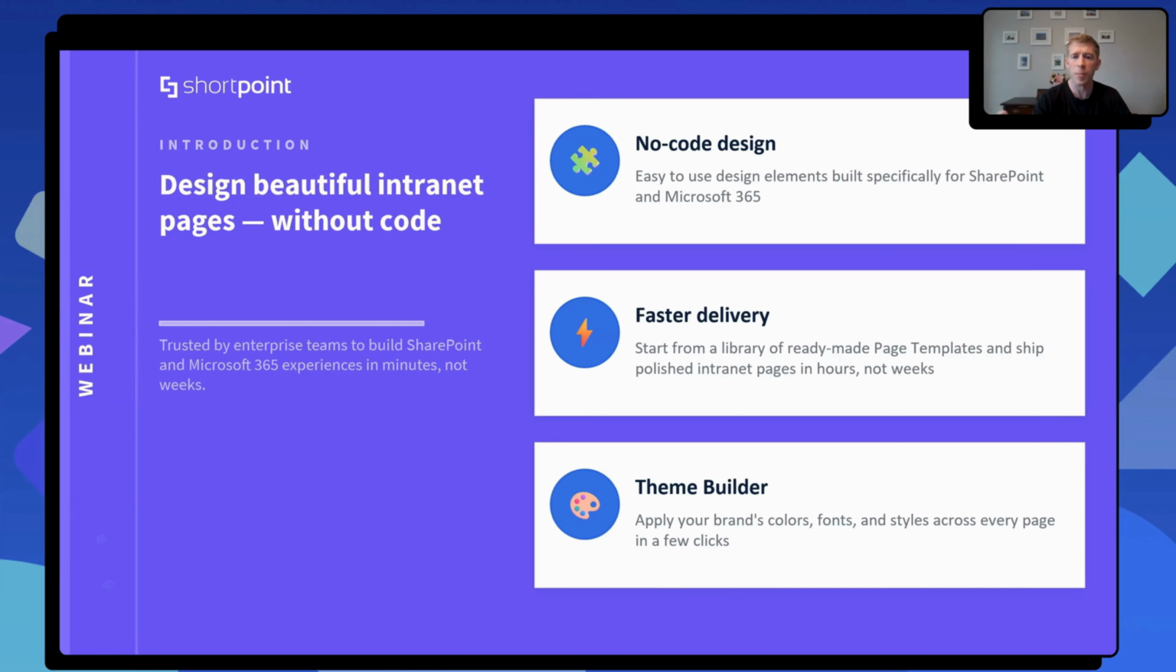The last piece here at the bottom is our theme builder. That theme builder is what we use to set our branding at the site level. So things like your company colors or fonts, we can set that branding one time for your whole site, and then every page within that site will inherit the branding that you've added as part of that theme builder.